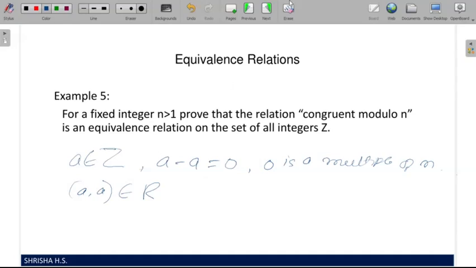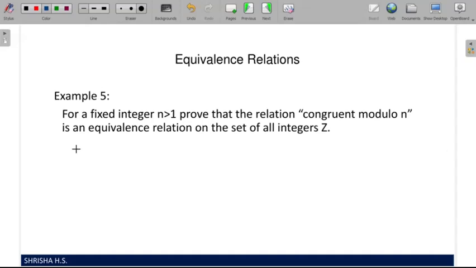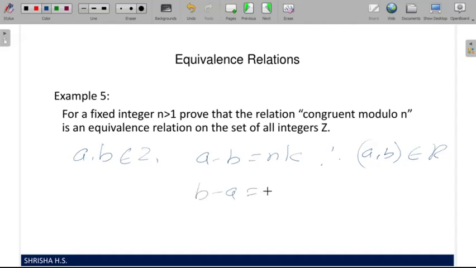So next one, take any a, b which belongs to Z. Okay, so a minus b equal to nk. Therefore (a, b) belongs to the relation. So how to make a minus b as b minus a? Multiply both sides by minus. So b minus a equals n times minus k. So it's still a multiple of n.